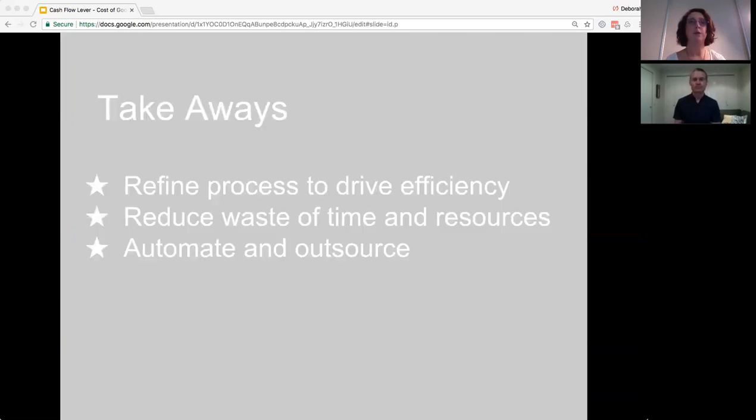So, our takeaways. The focus on the cost of goods sold exercise is about refining the time and materials that go into making your product or service so that you are using your resources efficiently. Focus on refining your processes to drive efficiency. Reduce the waste that you have in your systems of time and resources, and automate and outsource.